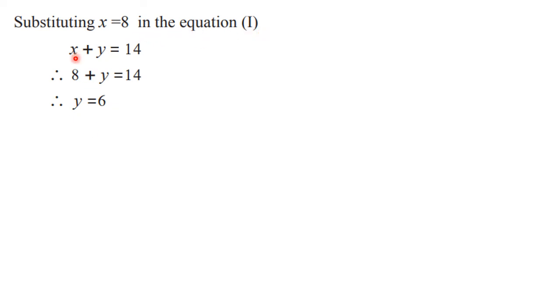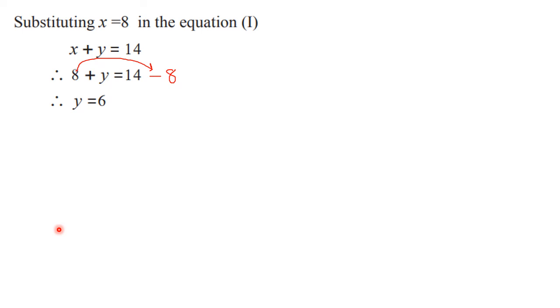Equation 1 was x plus y is equal to 14. Substituting x is equal to 8 means replace x by 8. In place of x, you write down 8. So 8 plus y is equal to 14 and therefore y is equal to 14 minus 8. This 8 will be shifted here and it will become minus 8, and then 14 minus 8 we will get 6 as the answer. As I told you, we know the answer already.